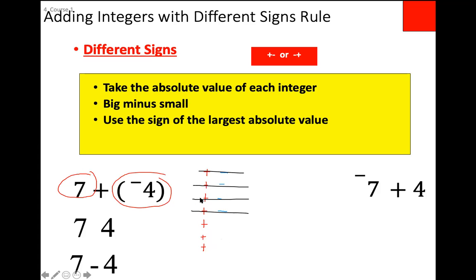So this is physically that idea of me asking you, do we have more positive? I'm looking at this row. Or do we have more negatives? Well, we have more positive. Therefore, the answer is positive 3.